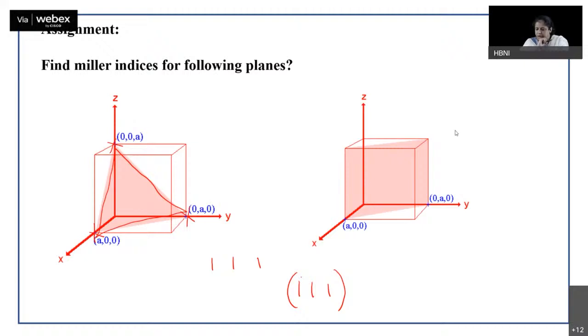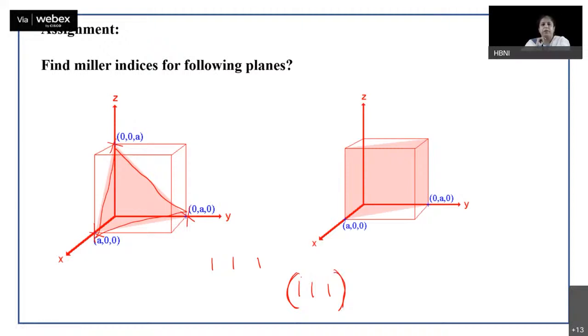Ankur and Mohit, just one thing I mentioned in the last slide: these Miller indices are not to be separated by commas. By convention, they are written without commas, and to Gunjan as well, you have to put a bracket outside these Miller indices. So no commas, with the small bracket.